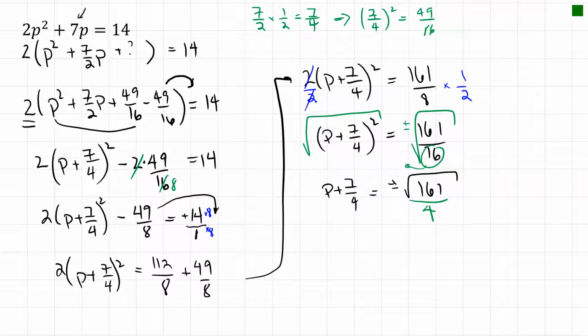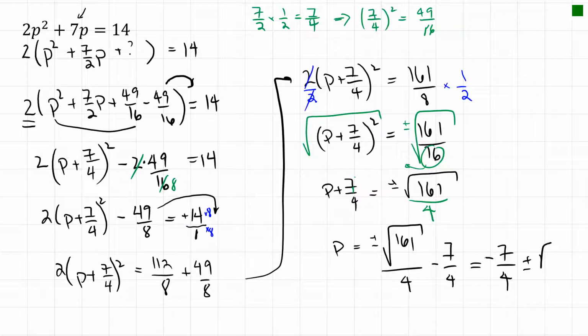And the next to last step is to move the 7/4 over, and I have to subtract it from both sides. So p equals plus or minus square root of 161 all over 4 minus 7/4. And you can rearrange this the other way around if you like. You can put the 7/4 first and the square root of 161 over 4 second.